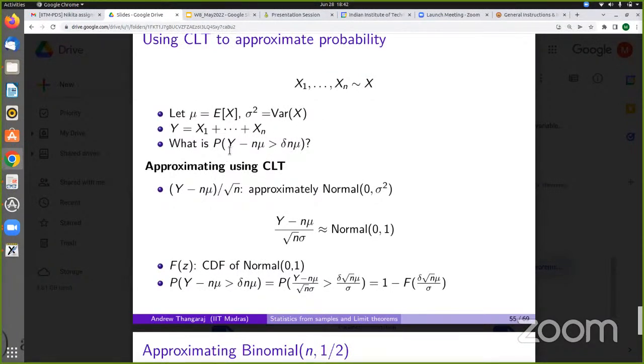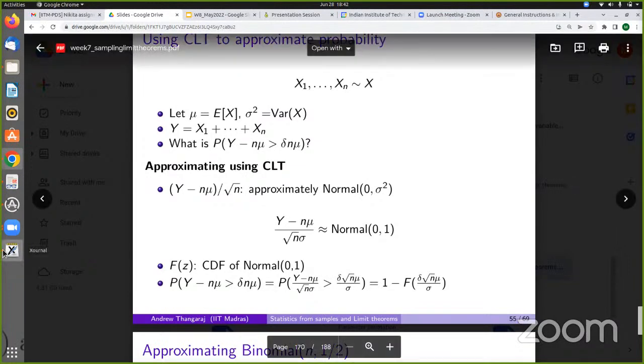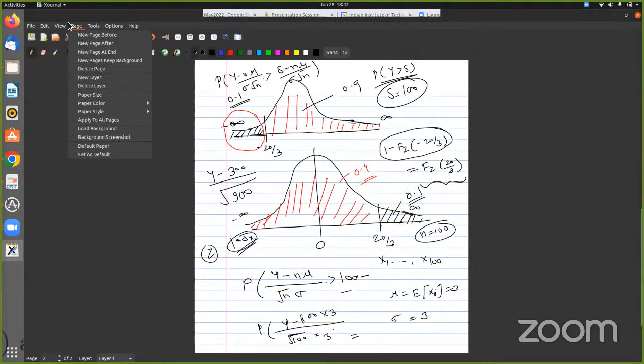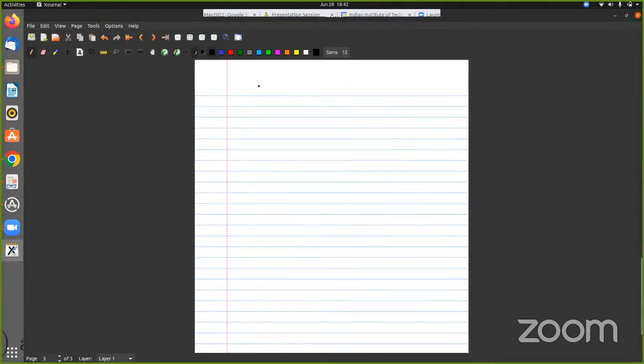Just think about it: if I wanted to ask you what is the probability that y is, okay, that n mu is also not there. So the question here is this one. This question is y is greater than 100. And what is your formula? And what did I ask in that question? The probability that y minus n mu is greater than delta n mu. Is it similar somewhere here? No, it's not similar. y is different.